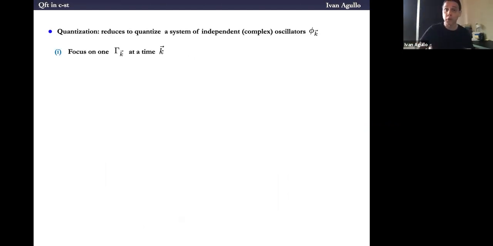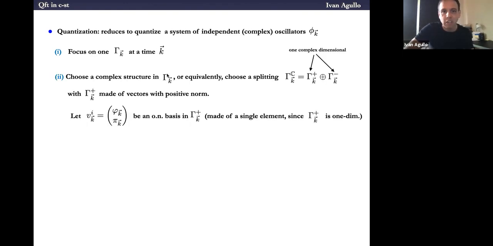Okay, the quantization, as I said, reduces to quantizing a system of independent complex oscillators. The only thing we need to remember is that these are complex oscillators, so we know how to quantize that. Again, focus on one K at a time. Choose a complex structure on the phase space of each K, or equivalently, choose a splitting in positive and negative norm subspace. For a given K, the phase space is two-dimensional, just one oscillator. Two complex dimensional because we are in the complex case. And therefore, gamma plus and gamma minus are just one complex dimension. So choose a complex structure or a decomposition in the way we have explained.